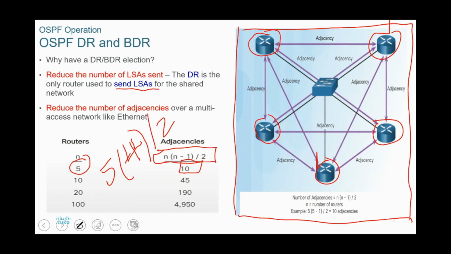That means 10 cables will be needed to connect each of the routers: router 1, router 2, router 3, router 4, and router 5. The same goes for the next example. If you have 10 routers and use this formula, you will have 45 adjacencies. It means 45 lines connected for the overall topology with 10 routers. So this is what is meant by the number of adjacencies in a multi-access network.